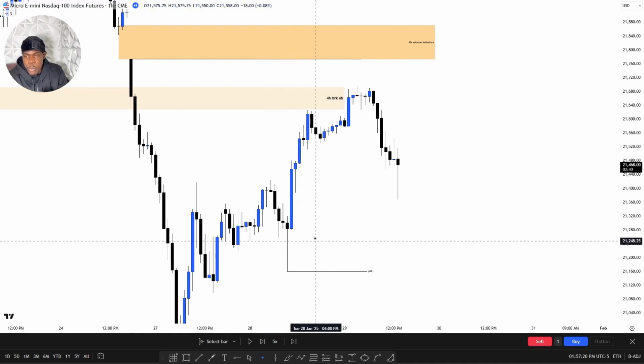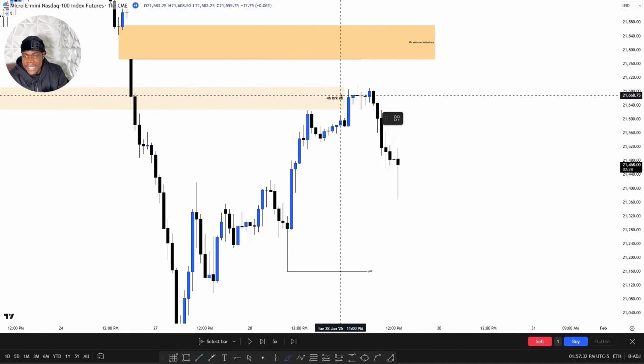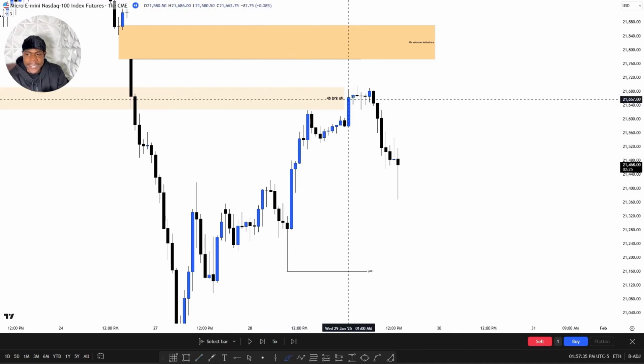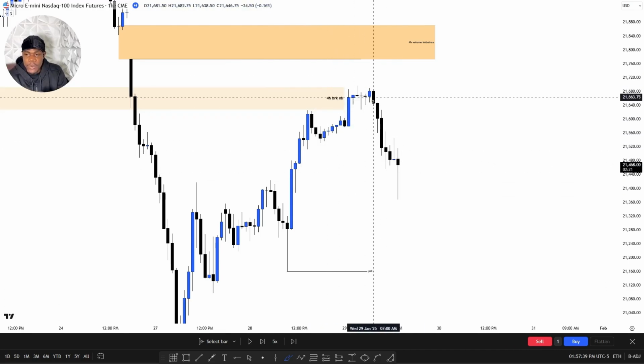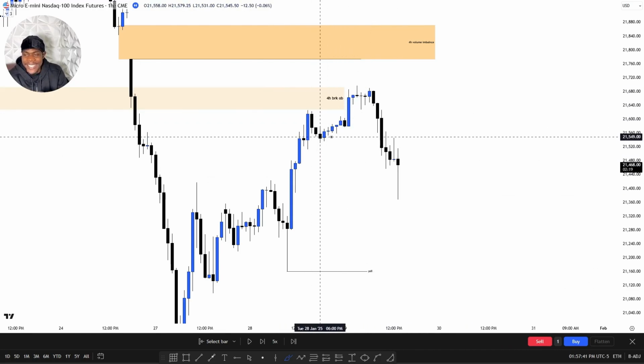So this is a point of liquidity. We said price rallies higher and taps inside of this 4-hour broken order block right here. This is where this reaction is coming from. So after we get this reaction right here, all we're looking for is a displacement, right?